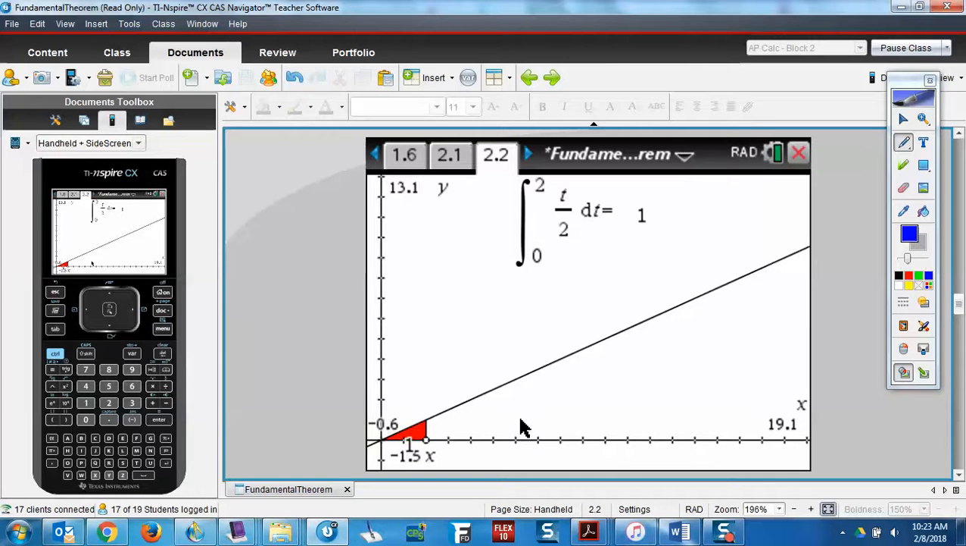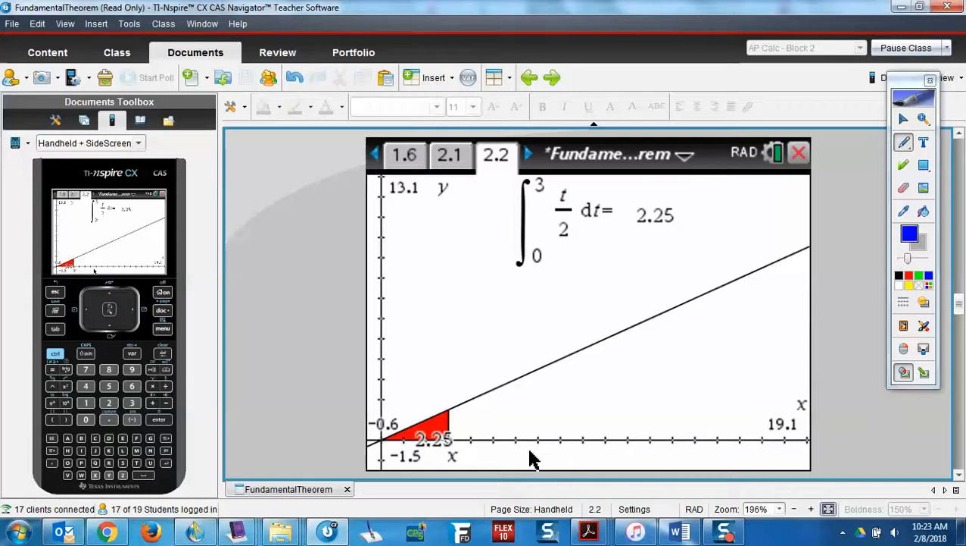Now we got a triangle that is 2 across, and what would it be up? 1, because you put a 2 in here. 2 divided by 2 is 1. So it's a 2 by 1 triangle. So 1/2 times 2 times 1. Well, that would be 1. So now we got an area of 1. Okay, now we drag them again.